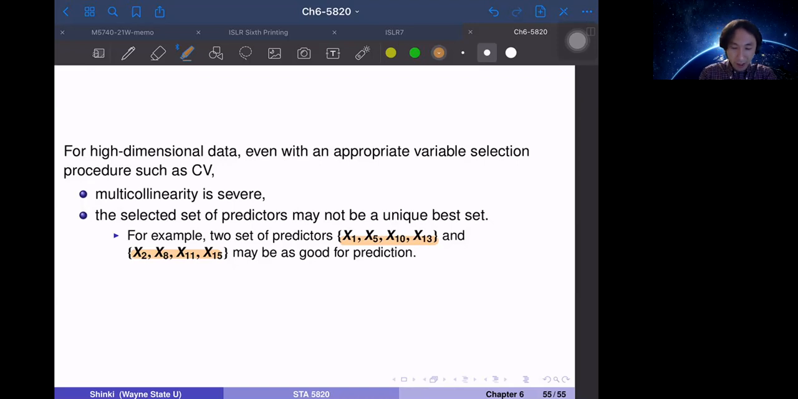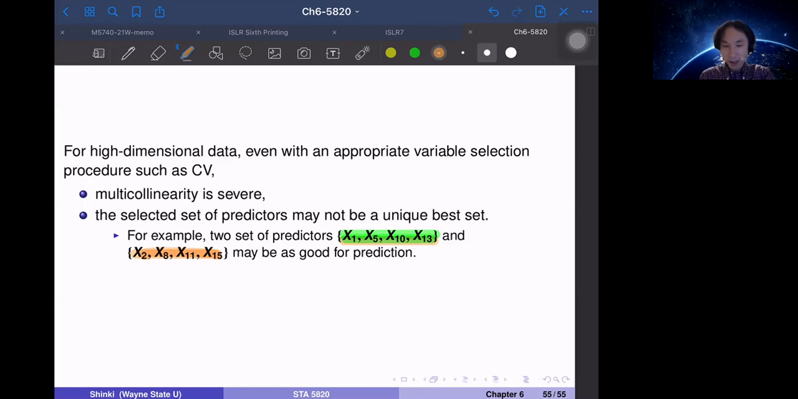So maybe stepwise selection selects this model, but sometimes this second model is slightly better than the first one, but the stepwise procedure cannot reach this model. So that is one possible case. And also, the set of predictors, this is generally a problem.